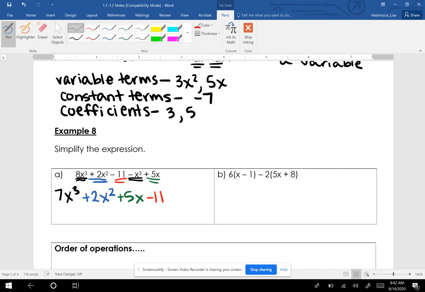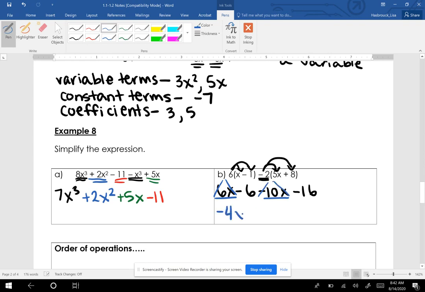For this next one, before we can combine like terms, we do have to distribute. So I'm going to start by distributing the x to get 6x minus 6. For this next part, we are distributing a negative 2. Okay, we have to bring that minus sign with the 2. So that becomes a negative 10x minus 16. So now I have 6x minus 10x, so that's a negative 4x. And negative 6 minus 16, which is a negative 22. And we're done.